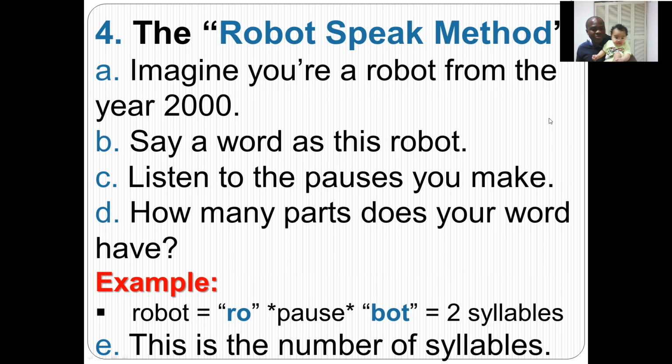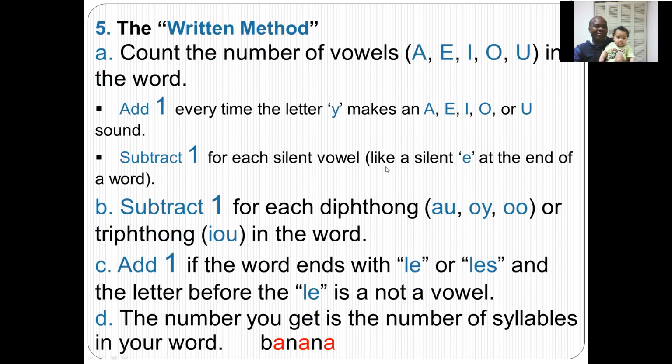Example, if I want to say the word robot, I'll say ro, pause, bot. Robot. So we're going to have 2 syllables. Robot is a 2-syllable word. So you can be like a robot to say it. The last one, number 5, is our fifth method of detecting or counting syllables.